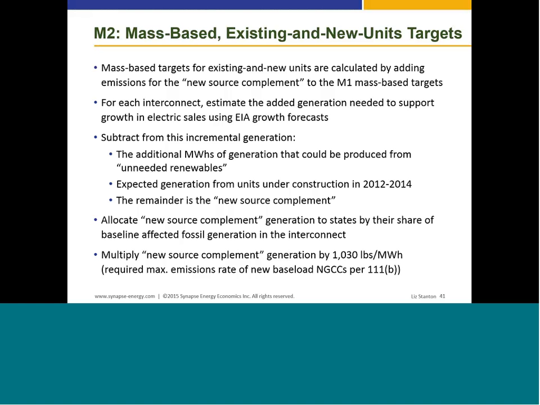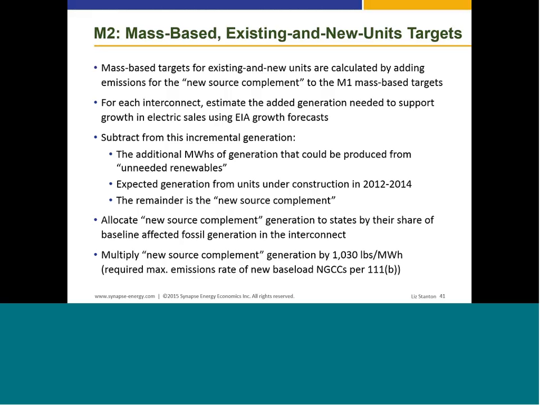So they figure out this total extra, this additional sales in the future, and from it they subtract a couple of things. They subtract generation from units that were under construction in 2012 through 2014. They weren't running in the baseline. We want to make sure that before we calculate our new source complement that we subtract that out. We also subtract out the generation from the so-called unneeded renewables, those extra renewables that weren't needed for compliance. If those were actually used as ERCs, they must have been actual generation and should be subtracted from those new sales. So the leftover part is the new source complement.